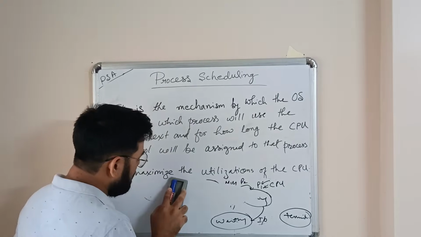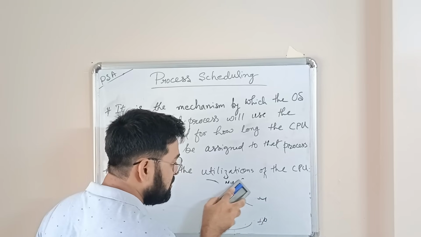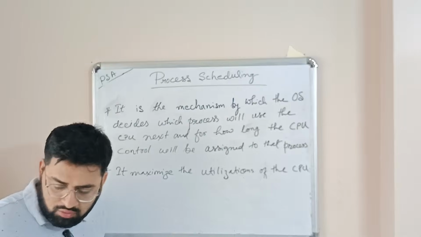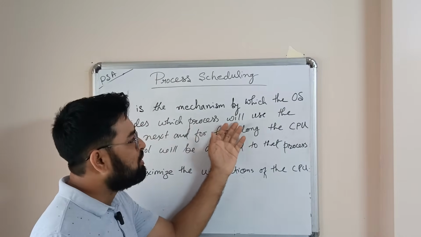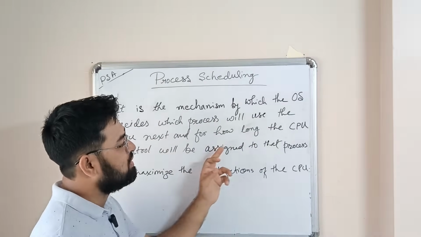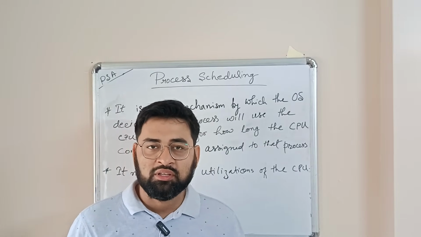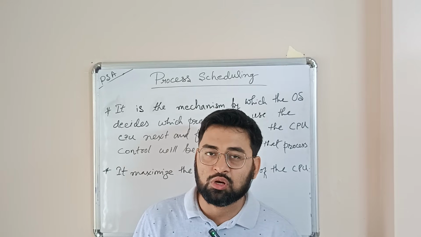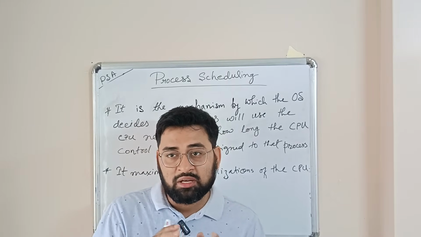Here, why are we talking about process scheduling? Because of its efficiency. The major objective of process scheduling is to get the maximum utilization of the CPU. As per the definition, it is the mechanism by which the operating system decides which process will use the CPU next and for how long the CPU control will be assigned to that process. The duration is also managed by the operating system. How long control should be given to a specific process is one of the objectives. Which process will get the control will also be decided by the operating system.